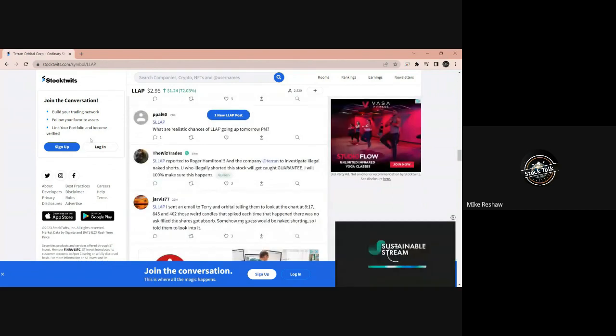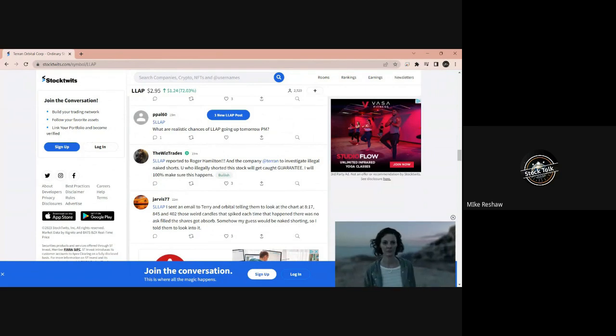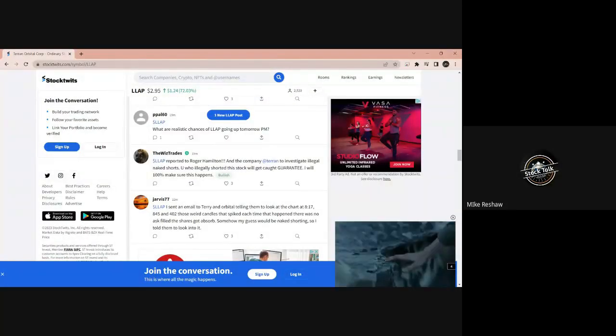Trade says, reported to Roger Hamilton, the company at Terran, to investigate illegal naked shorts. You who illegally shorted the stock will get caught, guaranteed. I will make sure this 100% happens. So there you have it. The Wizard Trades is coming in hot.